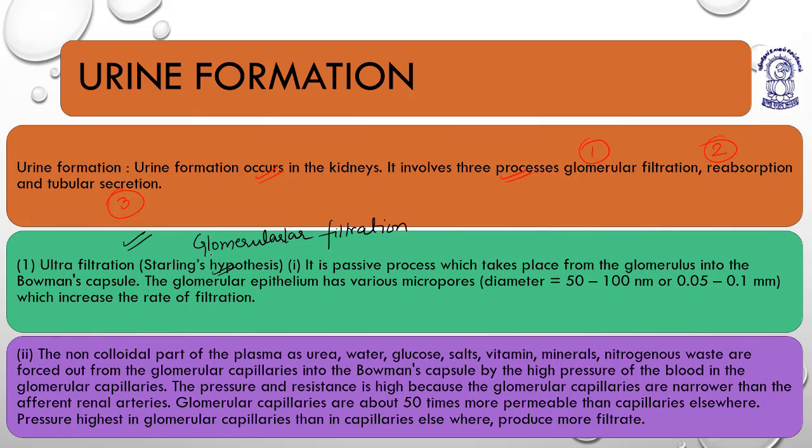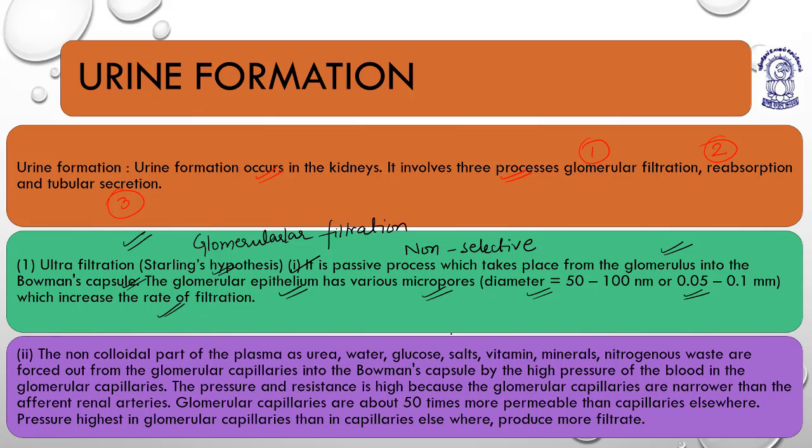Now, very interestingly, we have to study Starling's hypothesis. According to Starling, it is a passive process which takes place from the glomerulus into the Bowman's capsule. The glomerular epithelium has various micropores, diameter 50 to 100 nanometers, which increase the rate of filtration. So it is a non-selective passive process which takes place from the glomerulus into the Bowman's capsule.